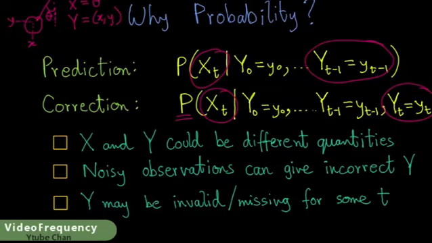Let's think about the first point. Our pendulum example is one where x and y are different quantities. However, this is not a strong argument. Here our state can be precisely computed using the observation. It is merely a more efficient representation. However, there are other cases where the difference between state and measurement is more important.